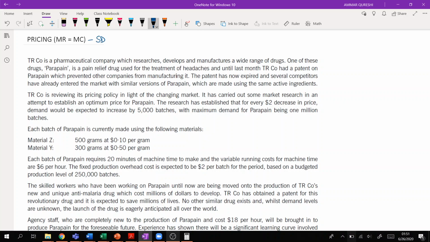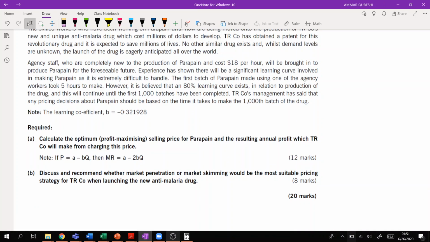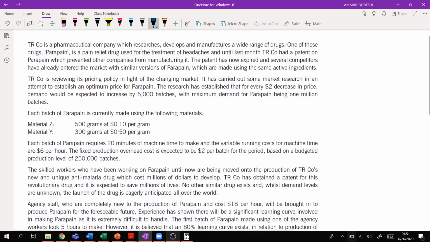It's from the September/December 2017 attempt, right? So it's a very good question and really a tough question for students. So let's read the requirement first. Calculate the optimum profit-maximizing selling price for paraffin and the resulting annual profit which TR would make from charging that price, right? So first of all you have to calculate the selling price and then you have to calculate the annual profit, right? And then we will see what's the next requirement.